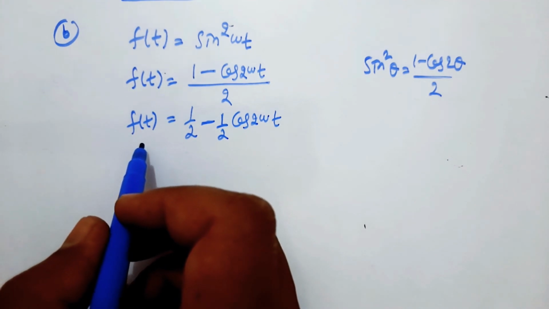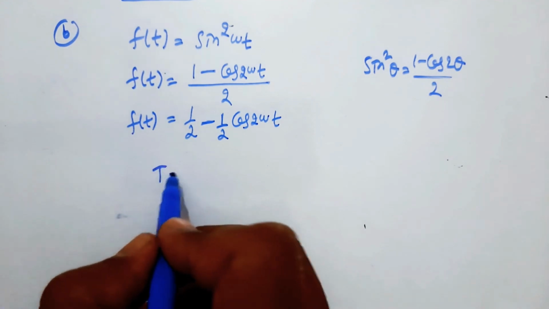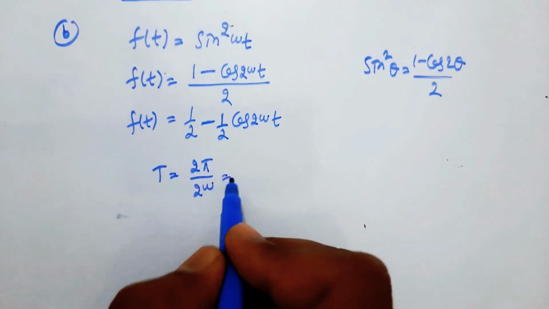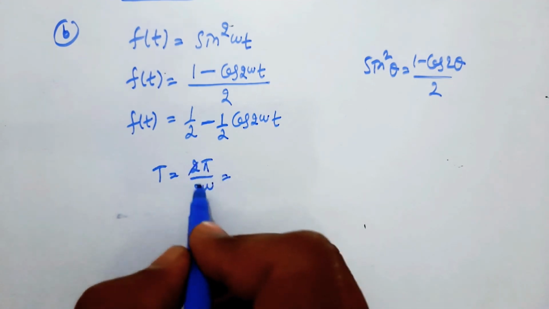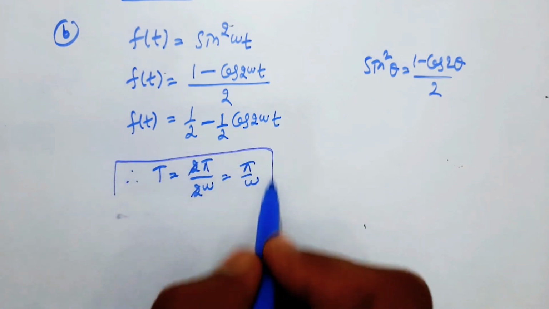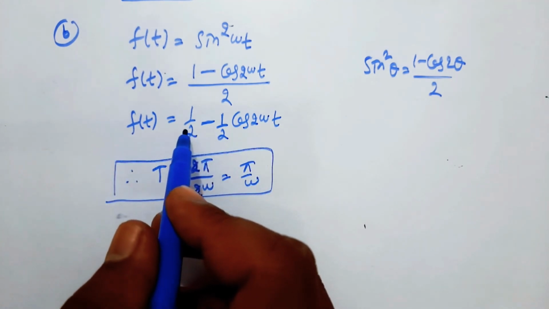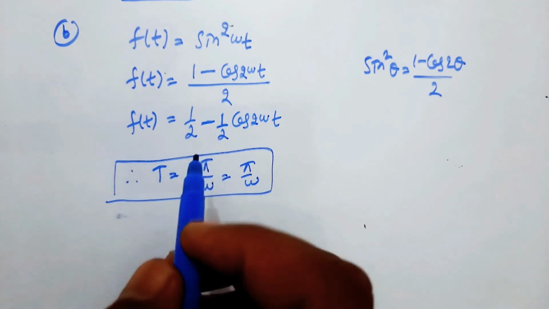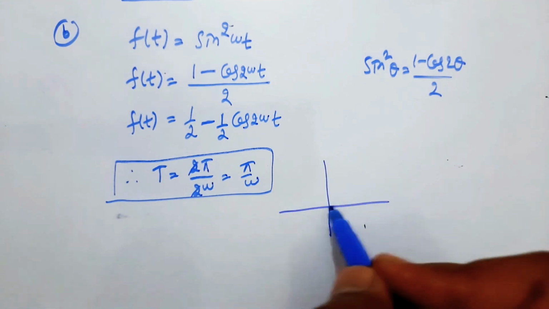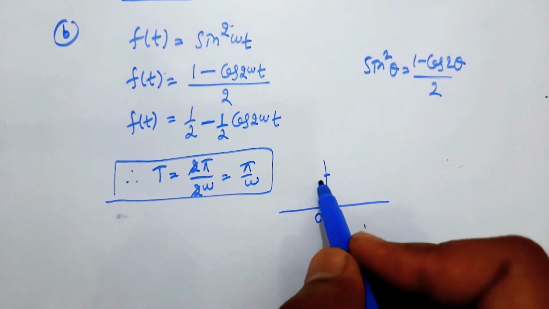So what is the time period? T is 2 pi by the angular frequency, that is 2 omega, so that is pi by omega. And the equilibrium position is at 1 by 2 instead of 0. So in this case the equilibrium position, which is normally 0, occurs at 1 by 2.